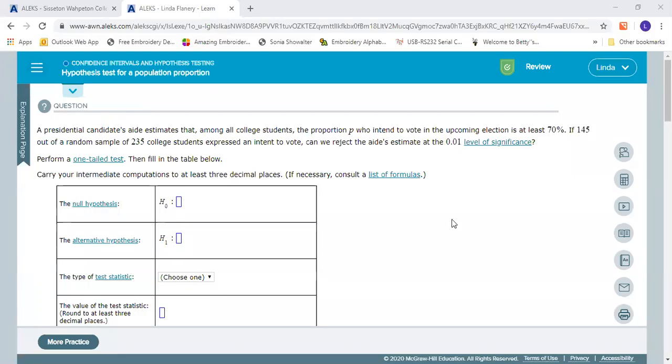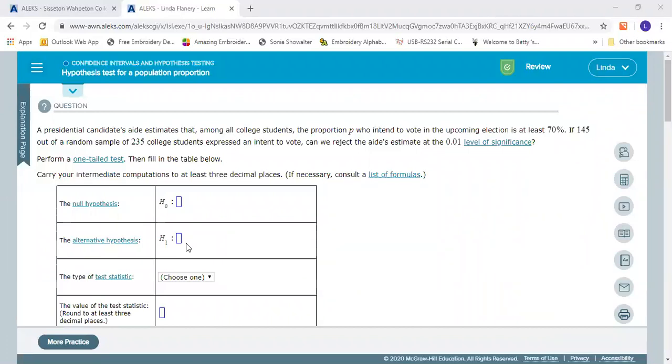Okay, I'm going to look at a few examples of the hypothesis test for a population proportion. It says a presidential candidate's aide estimates that among all college students, the proportion P who intended to vote in an upcoming election is at least 70%. So at least means greater than or equal to. So my null hypothesis would be P is greater than or equal to 0.70, or 70%. The alternative hypothesis then would be that P is less than 0.70.